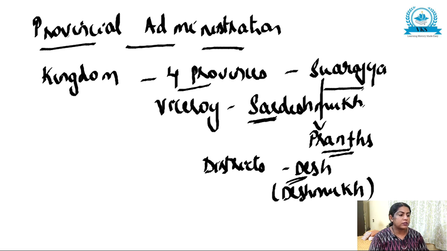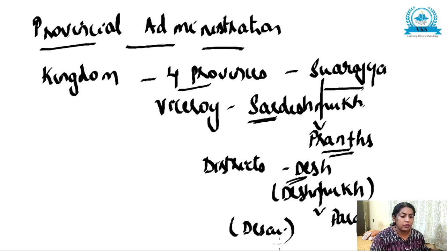The district or Desh was again subdivided into Parganas. And the officer who took care of Parganas was called Desai. Swarajya was taken care of by Sar Deshmukh. Then next is Prans. After Prans it is Desh, taken care of by Deshmukh, and after Desh it is Parganas, taken care of by Desai. Officers were called Desai.